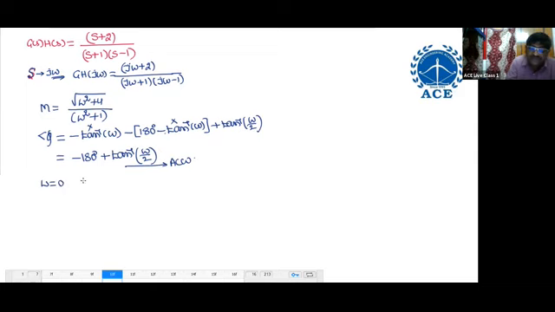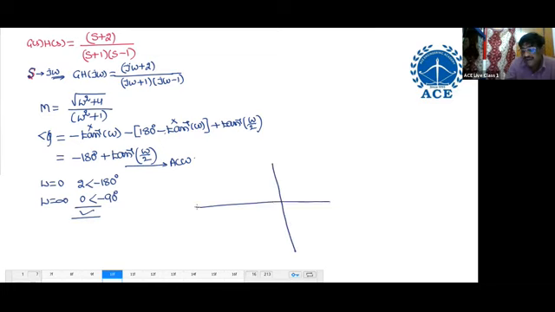Omega 0: magnitude 2, phase angle minus 180. Omega infinity: 0, minus 90. That's all. Draw the plot. Minus 180 starting, ending at minus 90. Magnitude 2 here, ending at minus 90 with the magnitude of 0. What is the direction? Anti-clockwise.